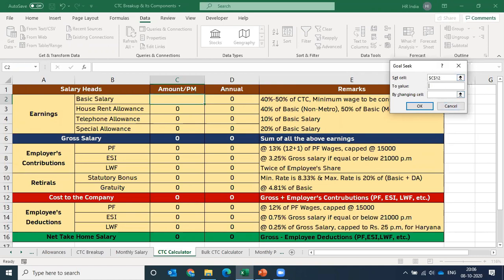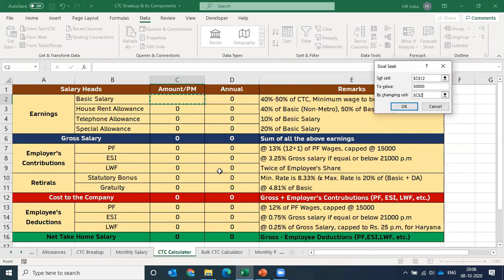To value: what value am I looking for? I'm looking for a 50,000 CTC, right? By changing the cell: I want to assign the basic salary. I want to make this basic salary the calculation factor, so that all these allowances will be calculated on the basis of basic salary only, and press OK.